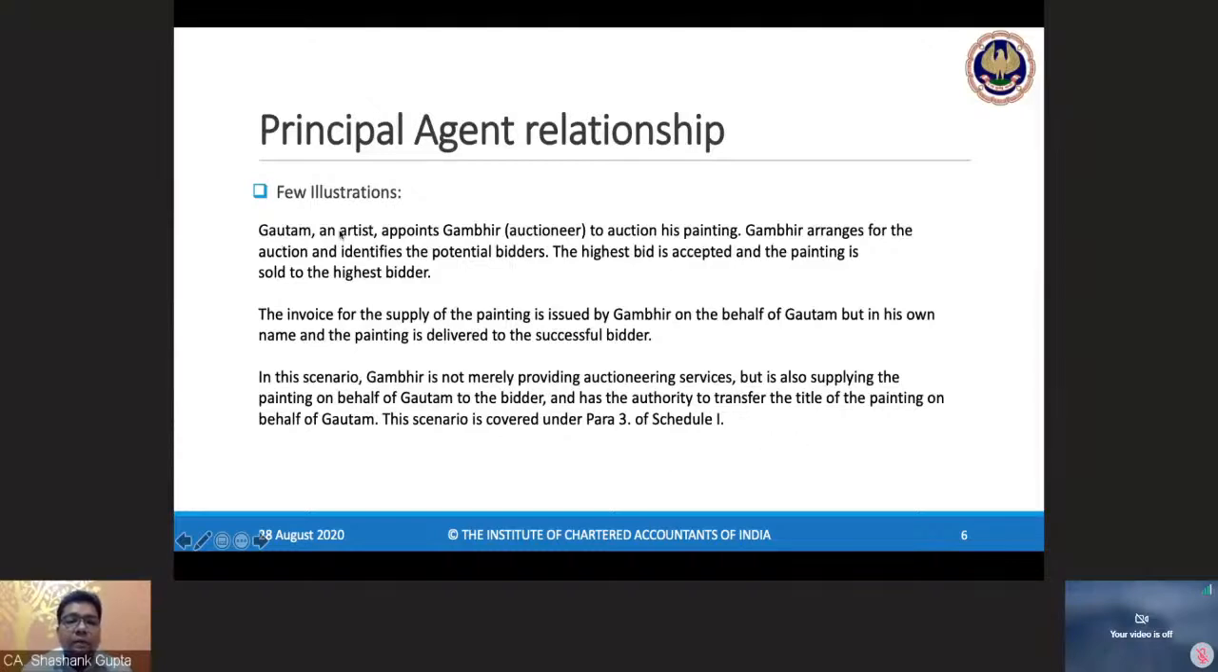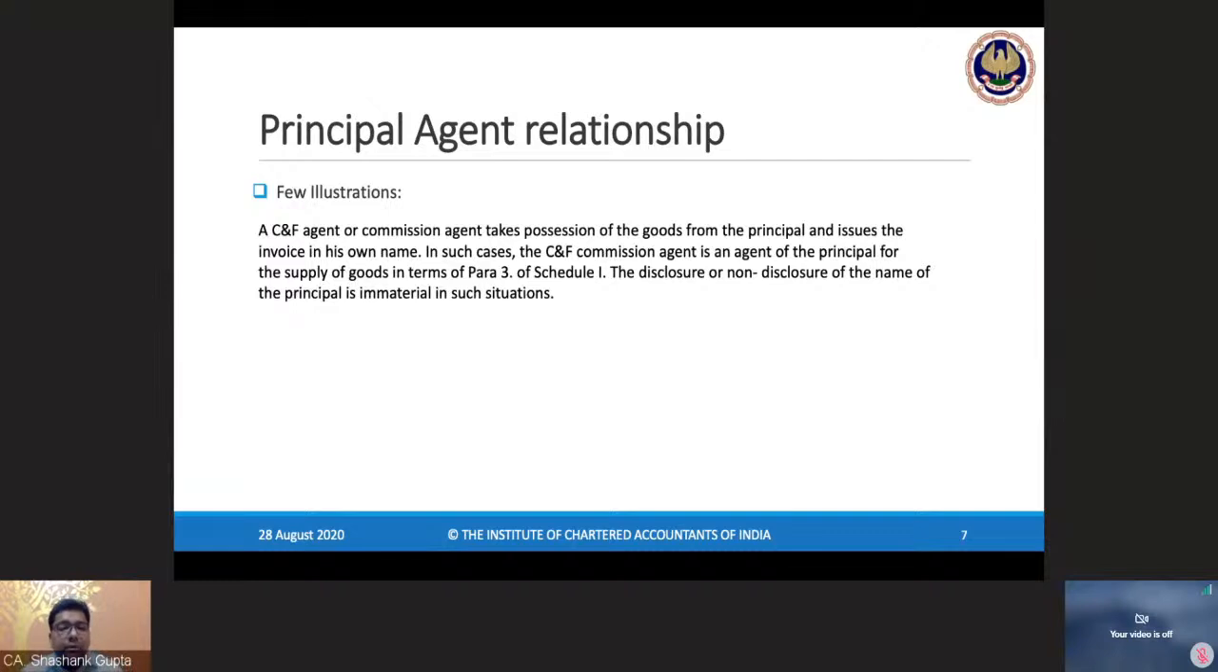So the supply of goods between Gautam and Gambhir will be liable to GST, and thereafter supply of goods by Gambhir to the successful bidder would also be liable to GST. Another example, a C&F agent or commission agent takes possession of the goods from the principal and issues the invoice in his own name.